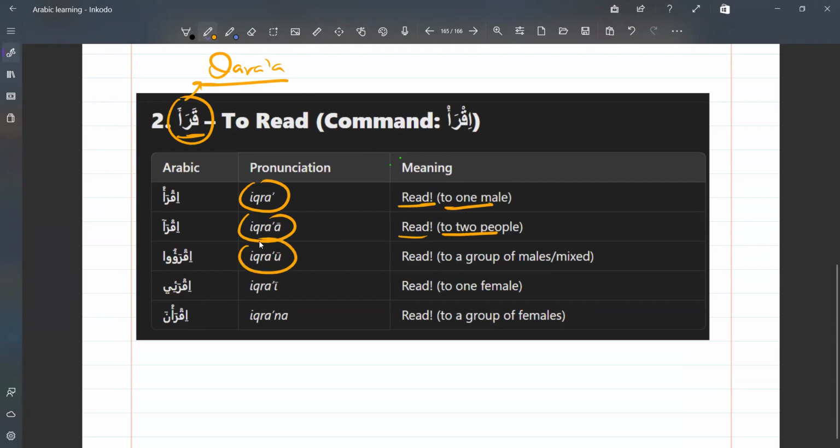Iqra'u means read to a group of males or can be mixed. Iqra'i means read but to one female. Iqra'na means read to a group of females.